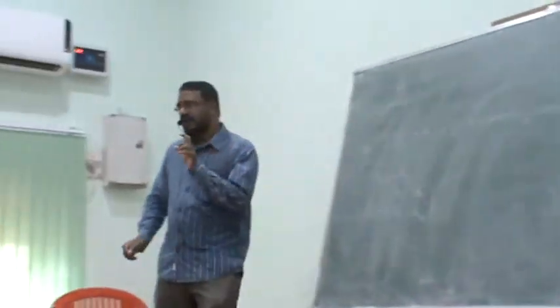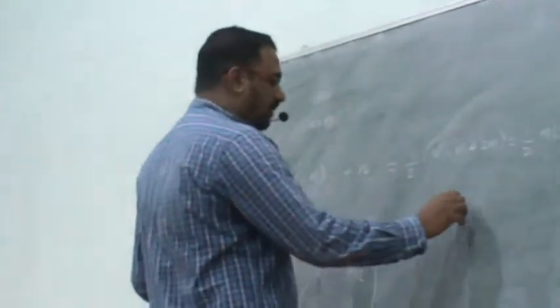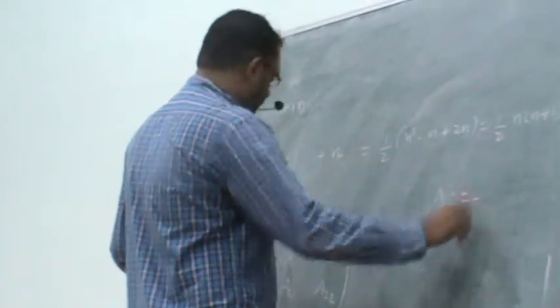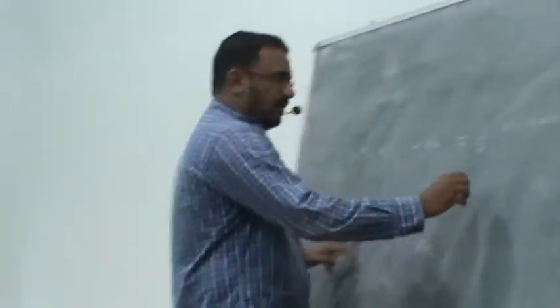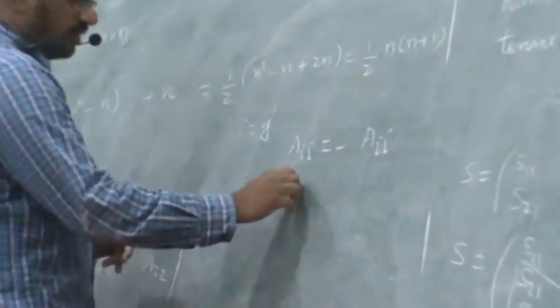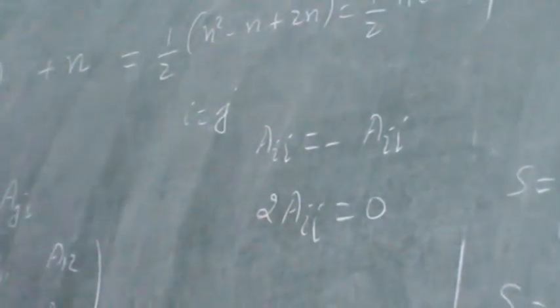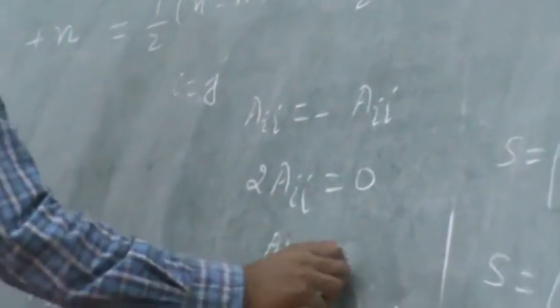Now check what happened in the diagonal case. How do you get the diagonal entries for a matrix? Look at the diagonal entries. Row index and column index are same. Correct? If I put i is equal to j here, then you bring this one here, this is equal to 0, therefore Aii is equal to 0. So all the principal diagonal entries are 0 for a skew symmetric matrix.